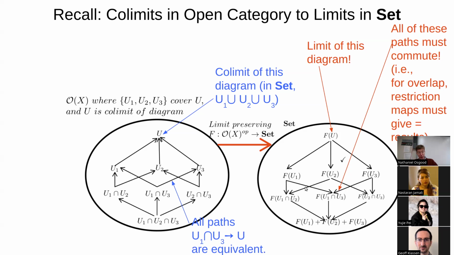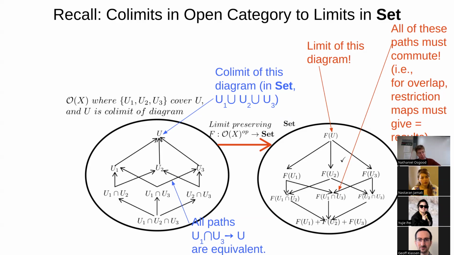because it means, for example, going f of U to f of U1 to f of U1 intersect U2 is equal to f of U to U2, and then over to f of U1 union U2. It's saying these paths have to commute. The fact that this is a limit of this diagram implies these paths have to commute, which means this restriction map has to map down from here, has to equal that one map down from here for these intersecting regions.